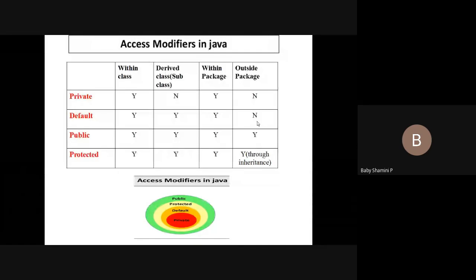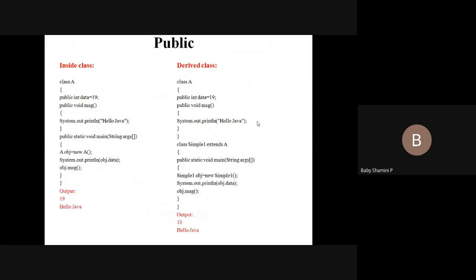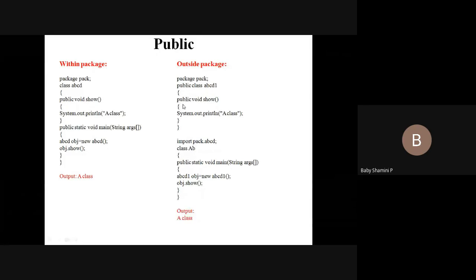So that is default. Next we have the public modifier. If you declare something as public, it can be visible to the overall world. See here we have public int data, public void message. This can be accessible within the class, in a derived class, and in the package concept. Within a package we can use it, and outside a package also we can use it. Here we declare a statement public void show, so we can access it from anywhere. That is the main advantage of using the public concept.